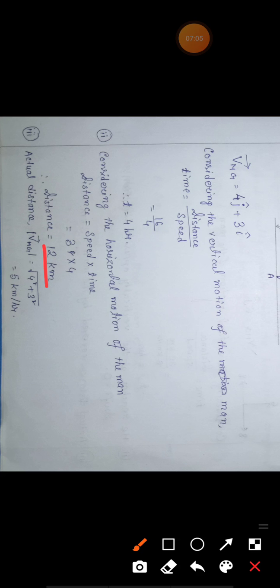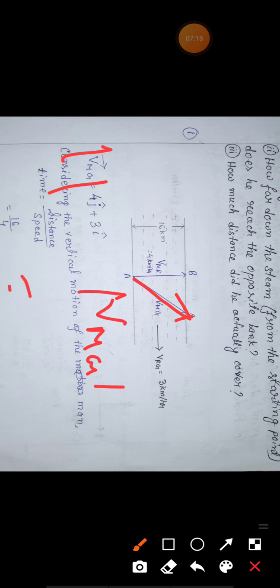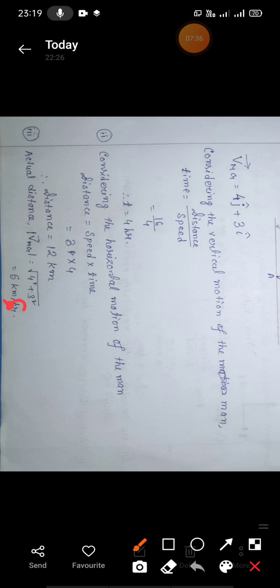And the third part of the question is, how much distance did he actually cover? So you have to find out the actual path covered, this AC path. So AC path is equal to what? You just have to find out the mod of V of mg. So mod of V of mg is equal to root over of 4 square plus 3 square. 4 square is 16, 3 square is 9, 16 plus 9 is root over 25. Root over 25 means 5. So how much distance did he actually cover? Actual distance is 5 kilometer per hour, not kilometer. Actual velocity is 5 kilometer per hour.